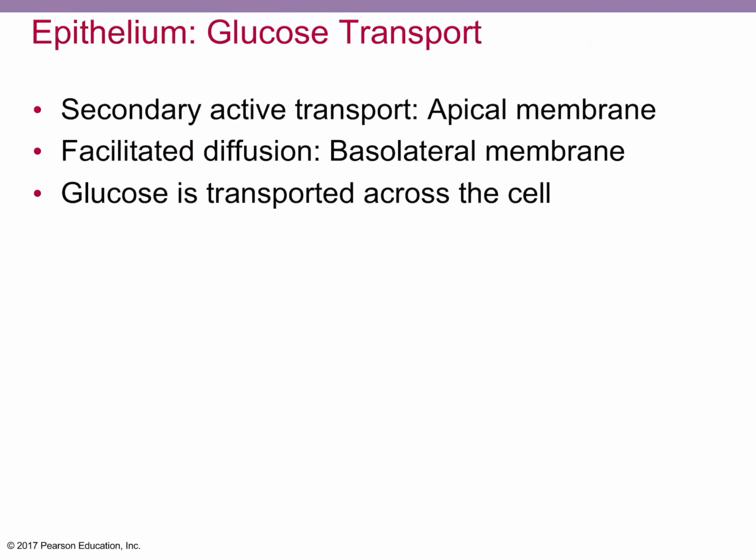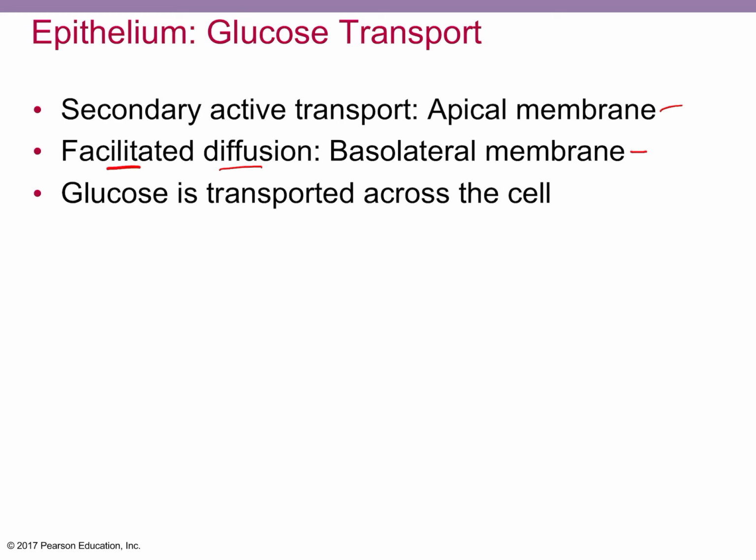All right, so the glucose transport, this is secondary active transport on the apical membrane. We looked at this. And then on the basolateral membrane, we have facilitated diffusion, right? So that was how the glucose left the cell and entered the bloodstream. It was diffusing down its concentration gradient, but through a carrier protein.